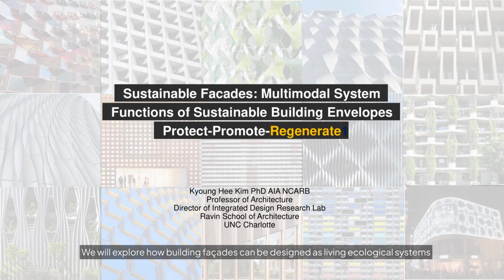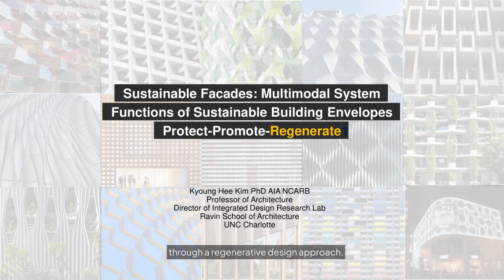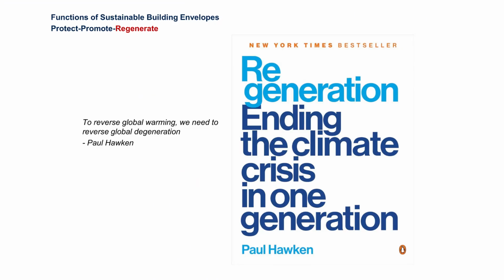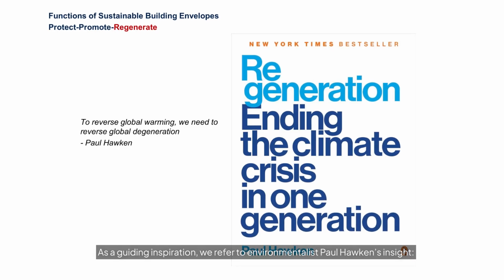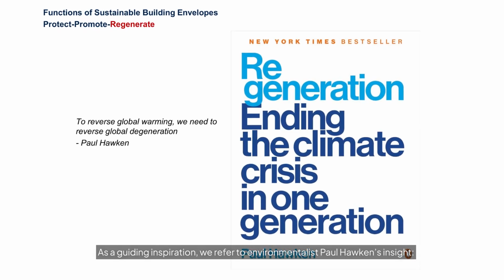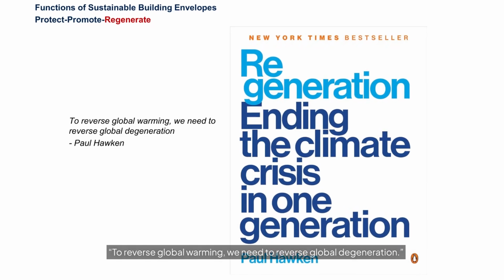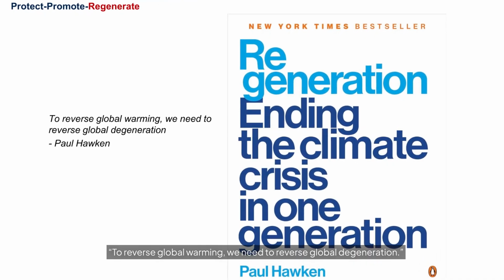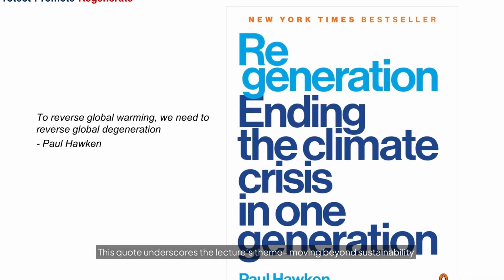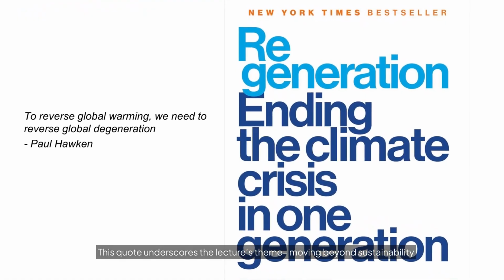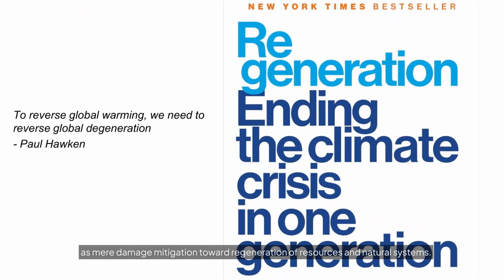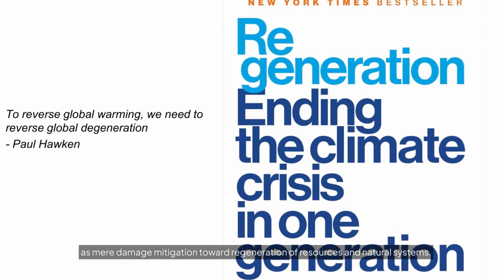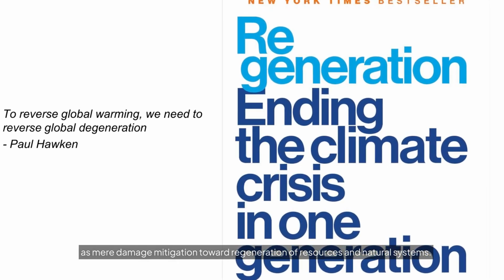We will explore how building facades can be designed as living ecological systems through a regenerative design approach. As a guiding inspiration, we refer to environmentalist Paul Hawken's insight. To reverse global warming, we need to reverse global degeneration. This quote underscores the lecture's theme, moving beyond sustainability as mere damage mitigation towards regeneration of resources and natural systems.